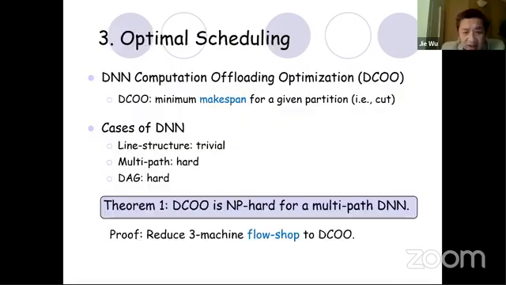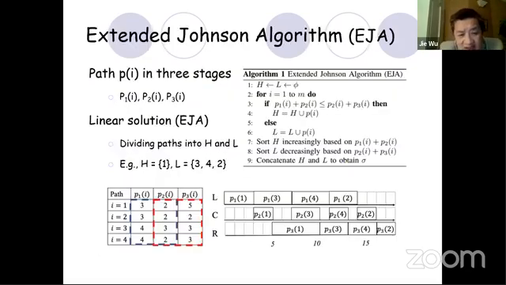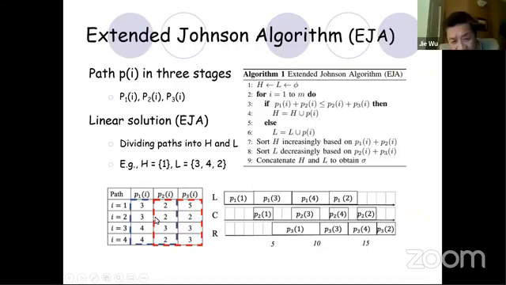So what does multipath mean? Let's just look at the example. Like this one, you have two paths. The upward is one path, then downward there's another path. But each path has three stages: local, communication, then remote. Suppose I give you three or four paths, like in the box. The computation time for the local is 3, communication is 2, then remote is 5. So for each path, you have a different time.